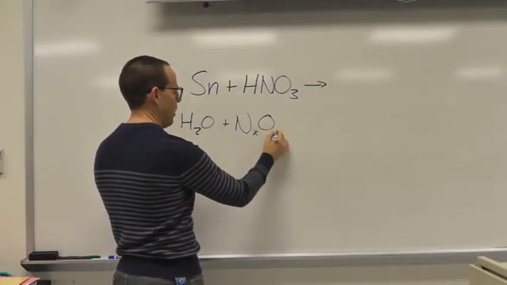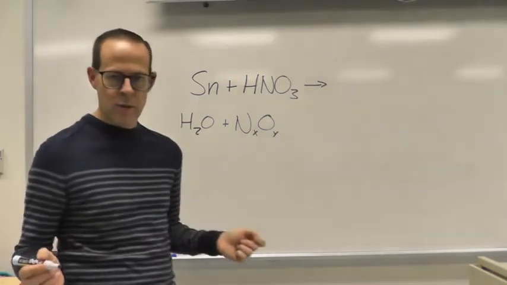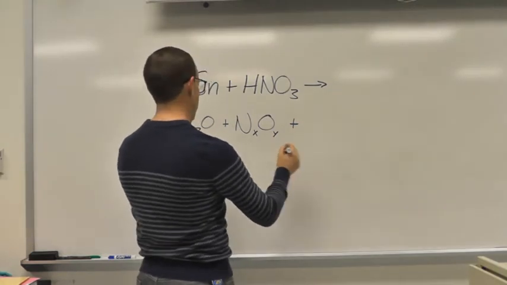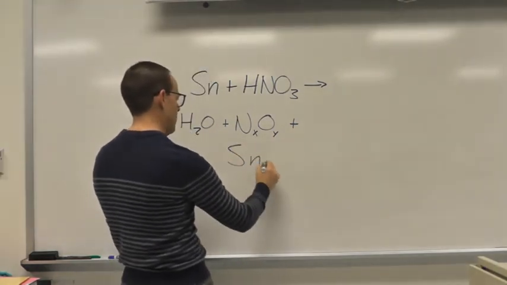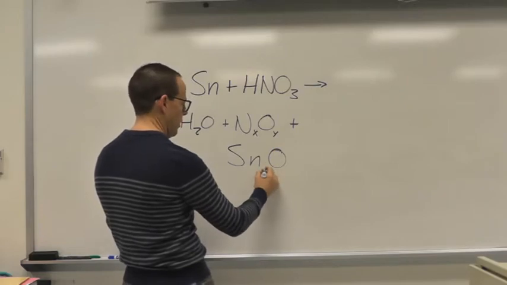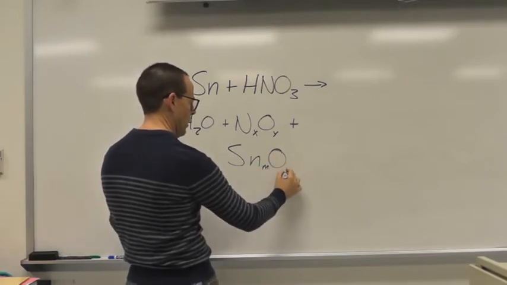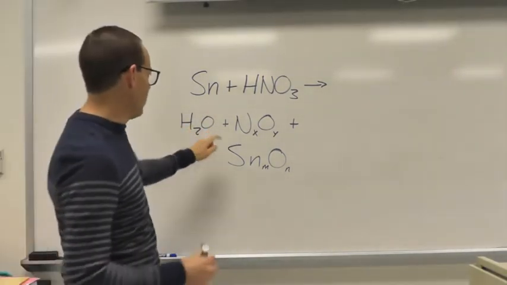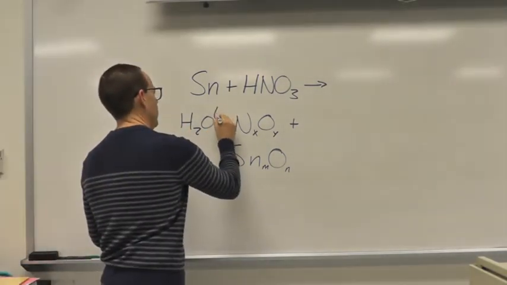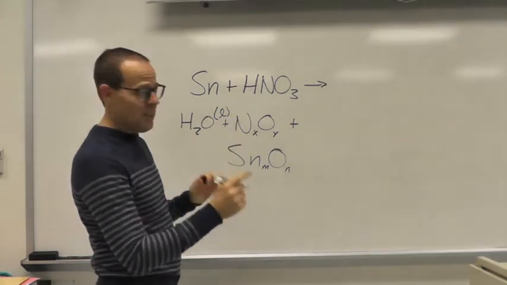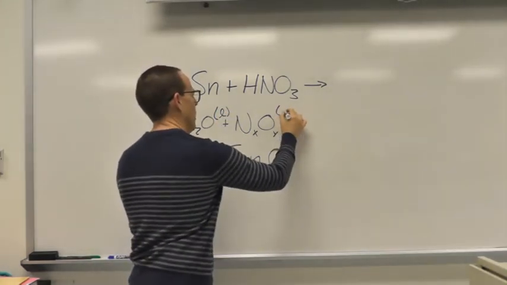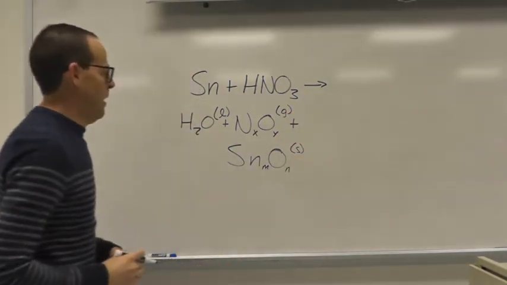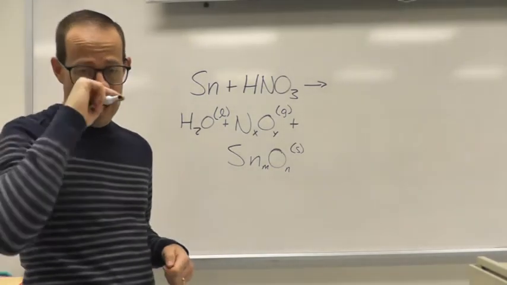So I don't know what this X and Y are, okay? But some kind of nitrogen oxide. And the last thing we're going to get is a tin oxide. All right? So I'll call these M and N since we already used X and Y. So with that information, we're basically producing a liquid, and you'll learn a little bit about these symbols our first unit, second semester. We're going to produce a gas, and we're going to produce a solid. All right? So when it's in the fume hood, you're going to see what this looks like.